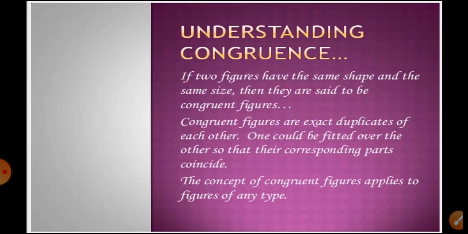Now, understanding congruence. What do you mean by congruence? In our previous chapters, we learned about congruence. If two figures have the same shape and the same size, then they are said to be congruent figures. Congruent figures are exact duplicates of each other. One could be fitted over the other so that their corresponding parts coincide. The concept of congruent figures applies to figures of any type.